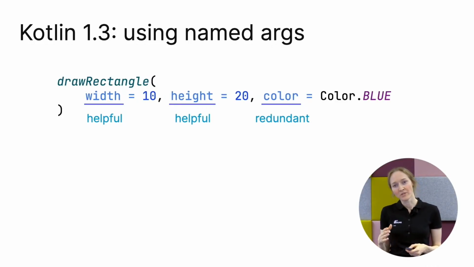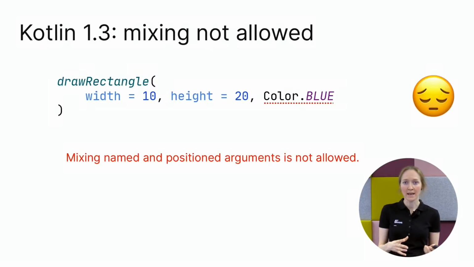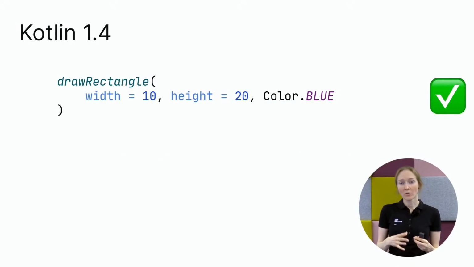Kotlin 1.3 doesn't allow you to mix named and positional arguments. Formally, you can mix them, but only add named arguments after all the positional ones. And in some cases, it's not enough. So we fixed it. In Kotlin 1.4, if you use every argument in the correct position, you can give names only to those arguments that need them for clarification.